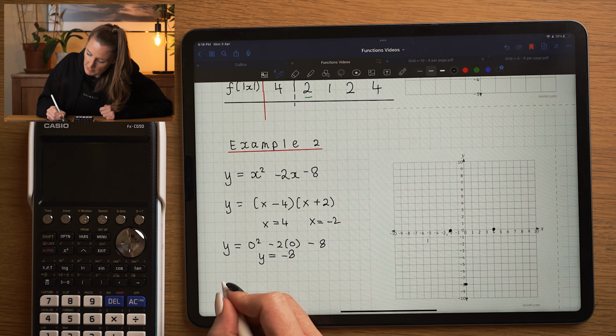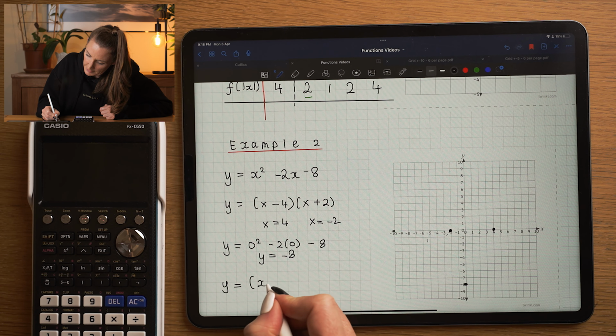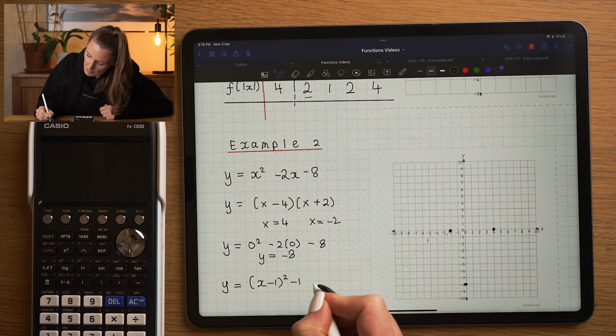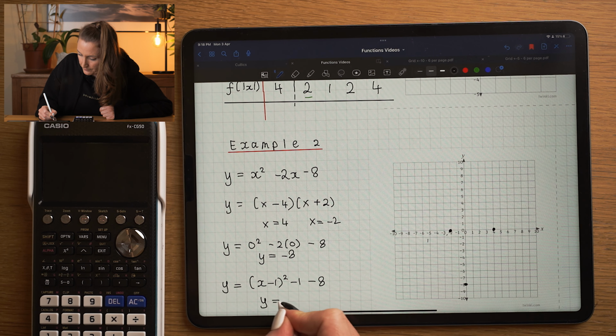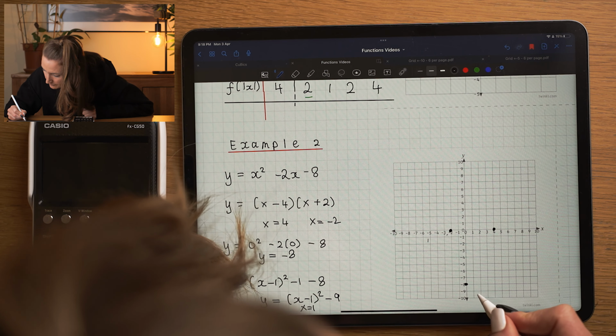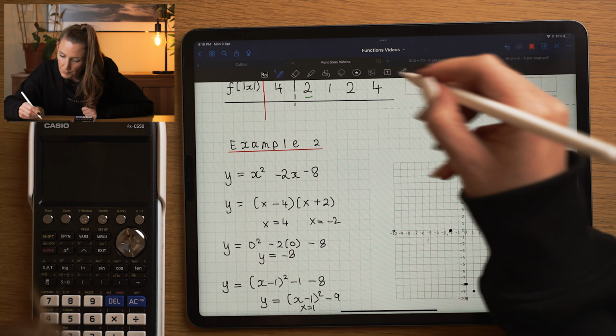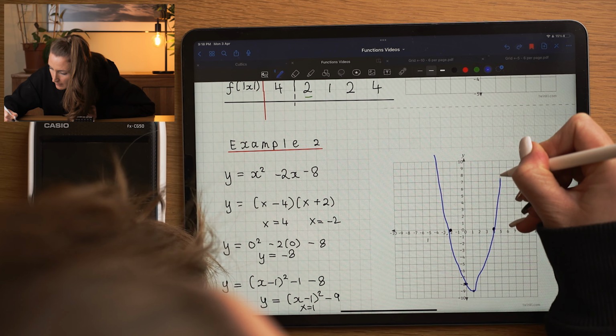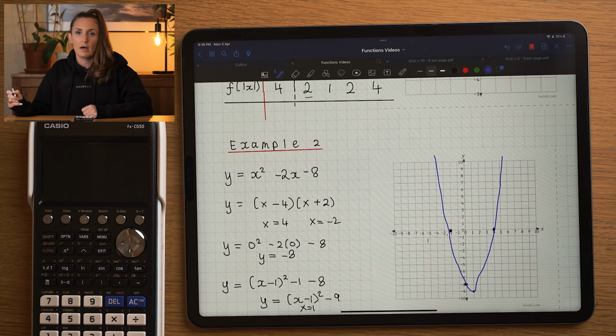Now in this case, the minimum point here is going to be (x - 1) squared minus 9. It's going to be at x equals 1 and y equals -9. So I'm going to take all of those points and I'm going to join them together. So this is my quadratic graph.